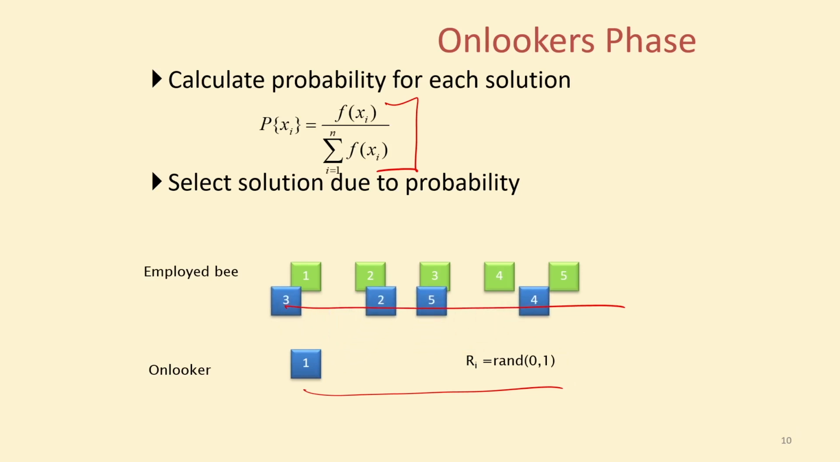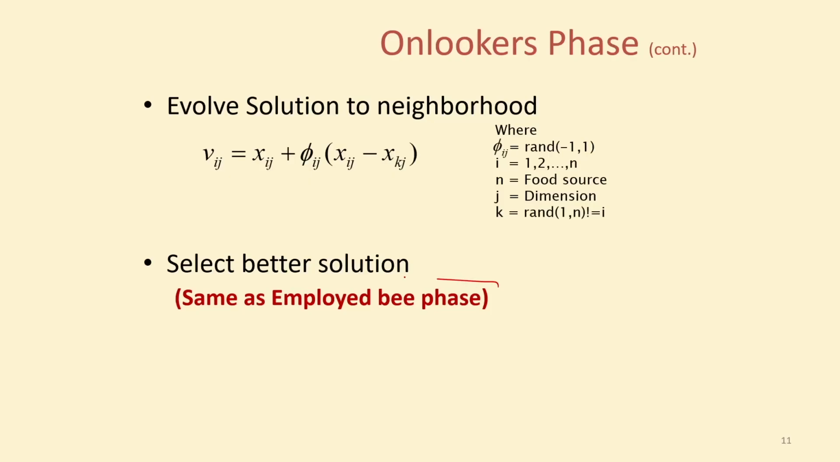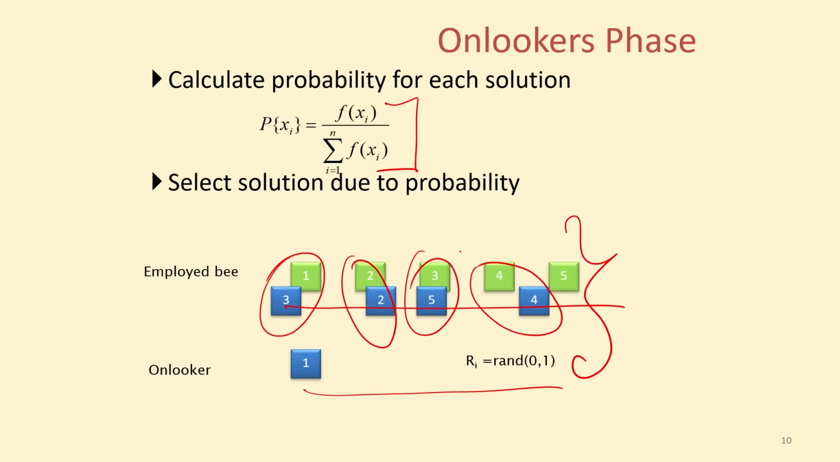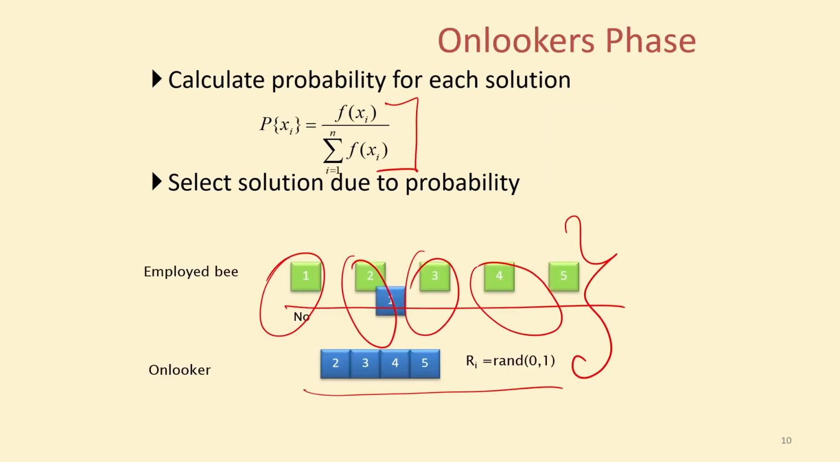Right. See the employed bee 1 and 3, 2 and 2, 5 and 3, 4 and 4. Accordingly the fitness values have been shared among the individuals. So, evolve the solution in the neighborhood and select the best, the same as the employed bee phase. Select the better solutions like in the employed bee phase. What is the onlooker phase? Here you can find the same thing as the employed bee phase.